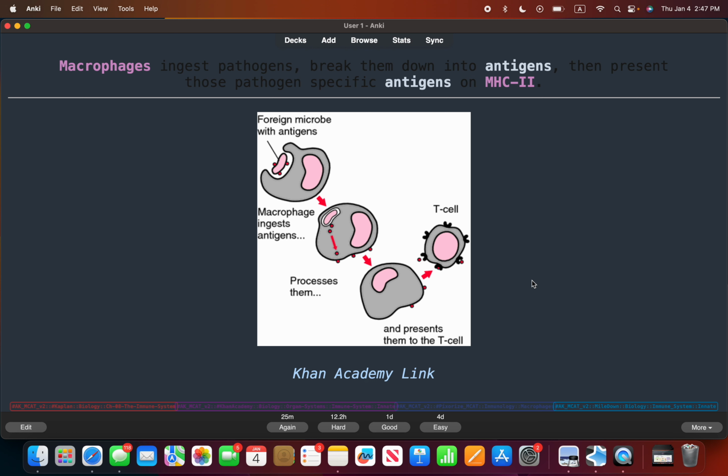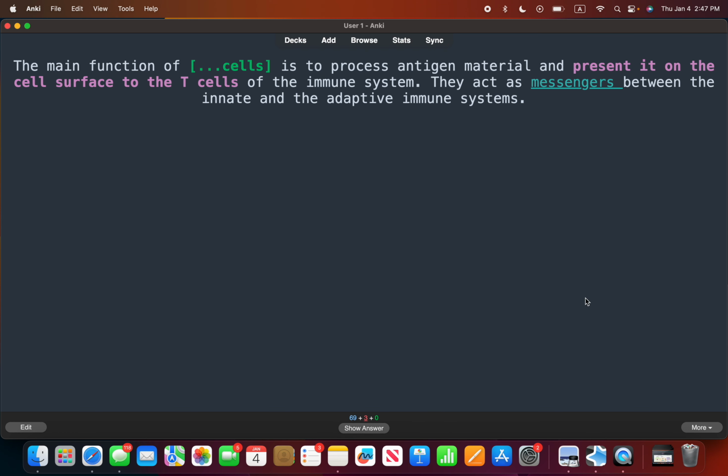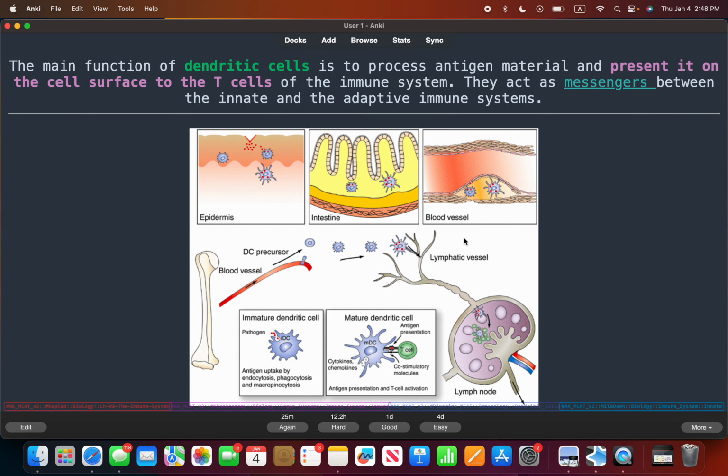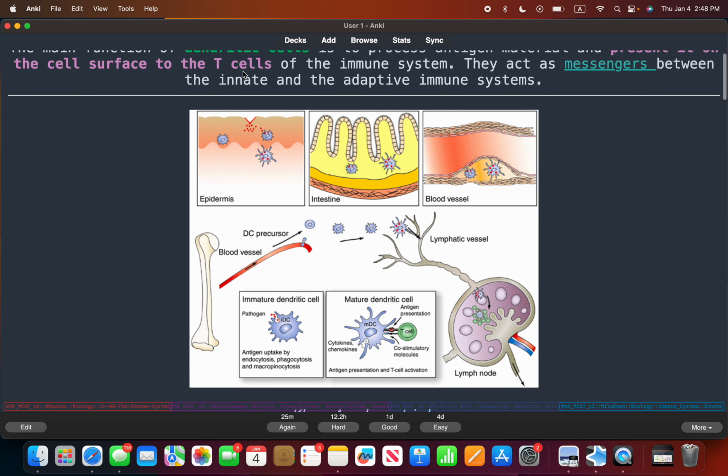and they break down the pathogens. The main function of these cells is to process antigen material and present it on the cell surface to the T cells of the immune system. I still have the picture in my head. It's the dendritic cells. So the main function of dendritic cells is to process the antigen and present it to the T cells, and they act as the messengers between the adaptive and the innate immune system.